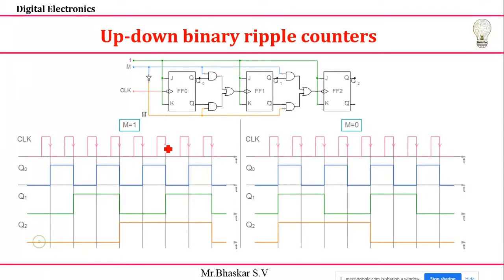Just analyze the circuit. I'll make my mode value 0. If it is 0, I'll get this value as 0 and this AND gate value as 0. Q naught dot 0 is nothing but 0 only. When it comes to here, if it is 0, I'll get 1. 1 dot Q naught bar. Actually it's a Q naught bar I'm getting. At the Q naught bar edges it will actually change.